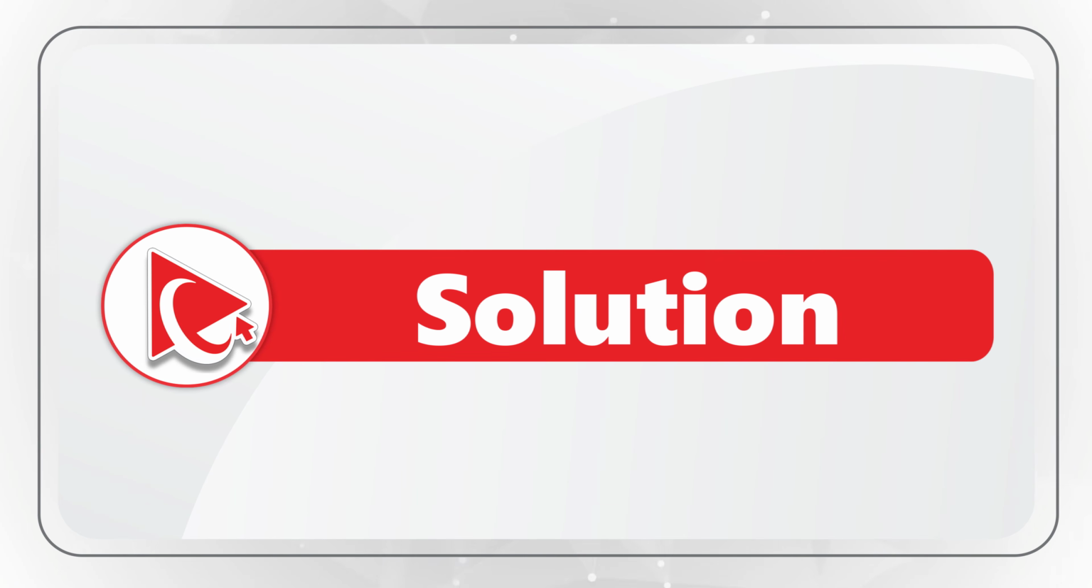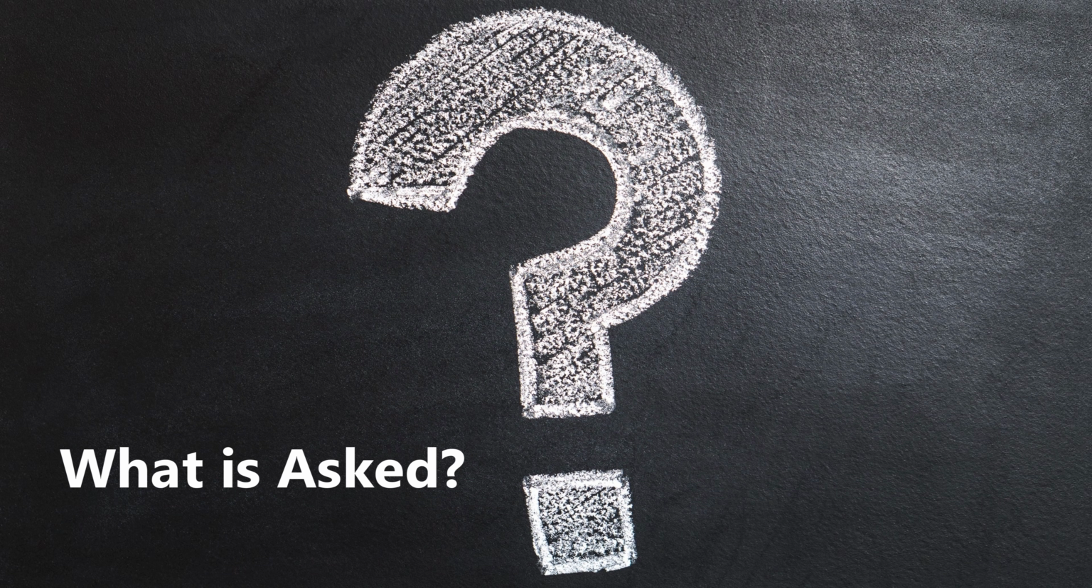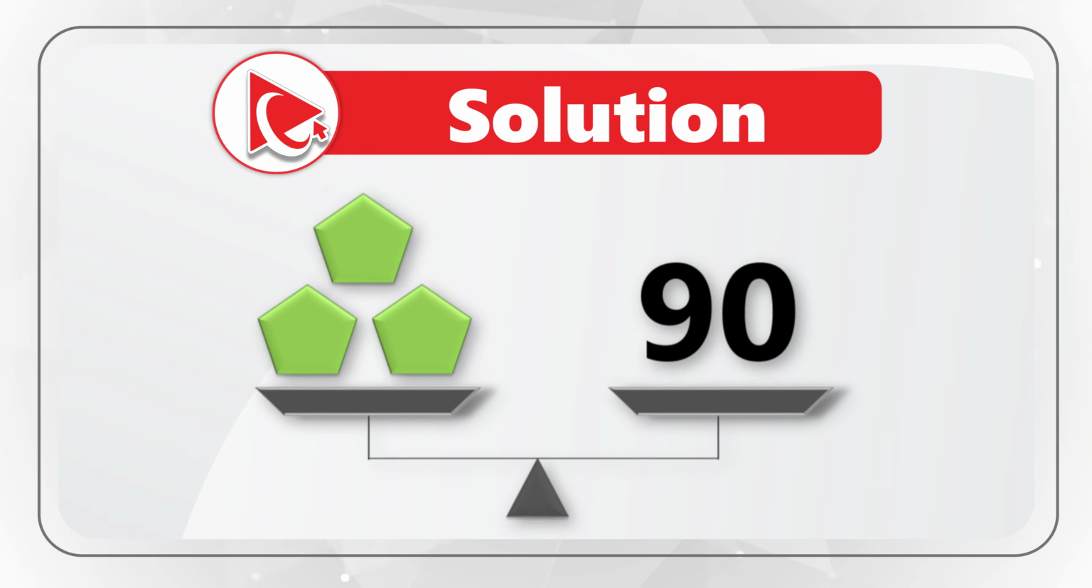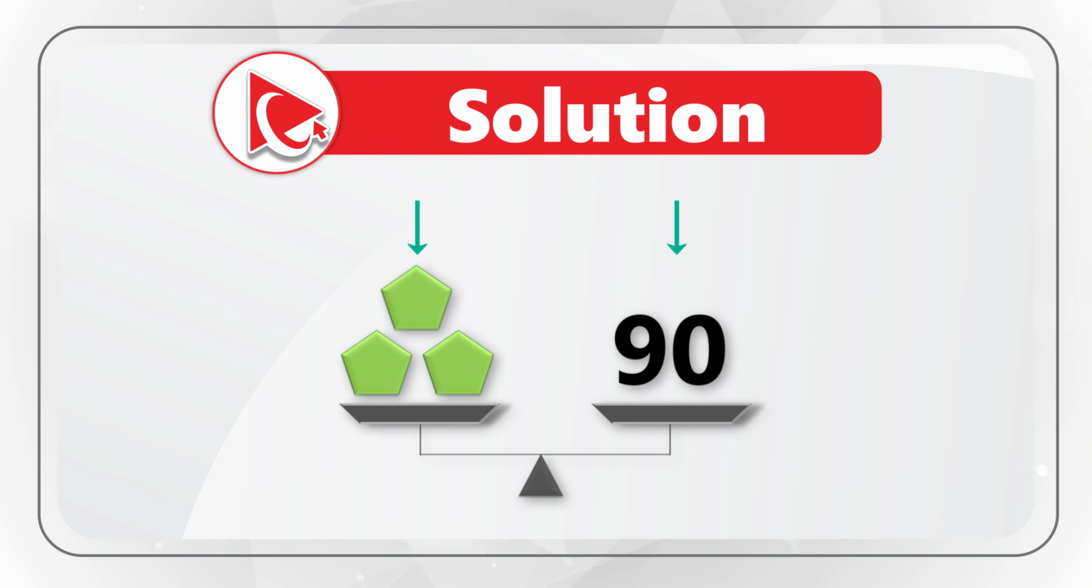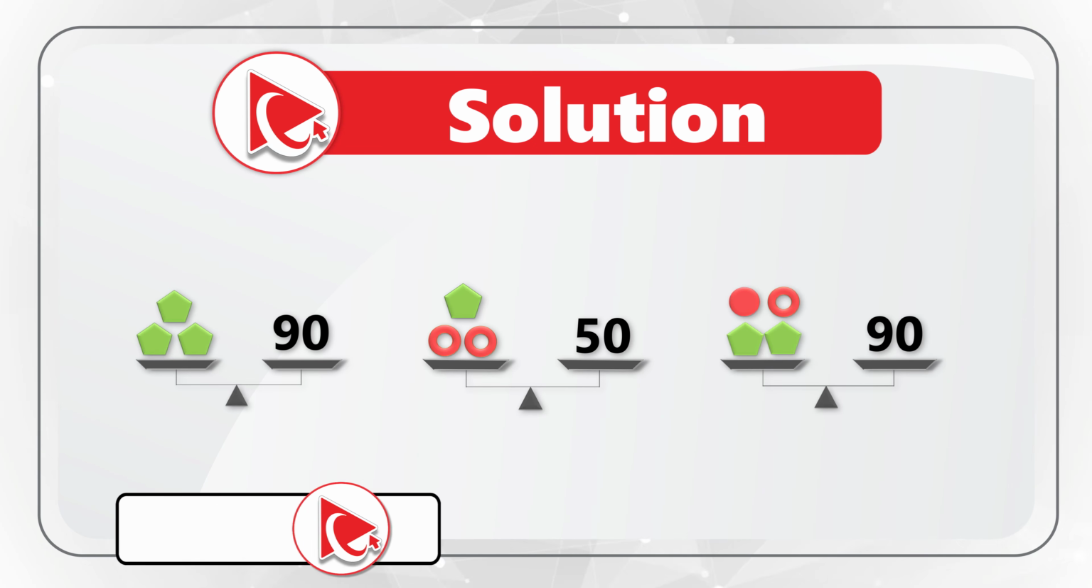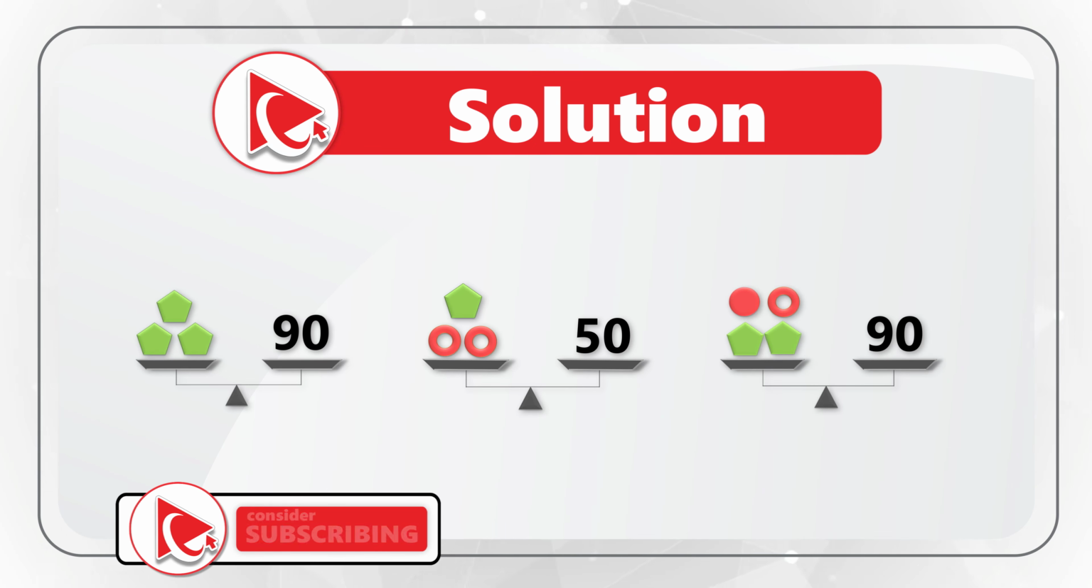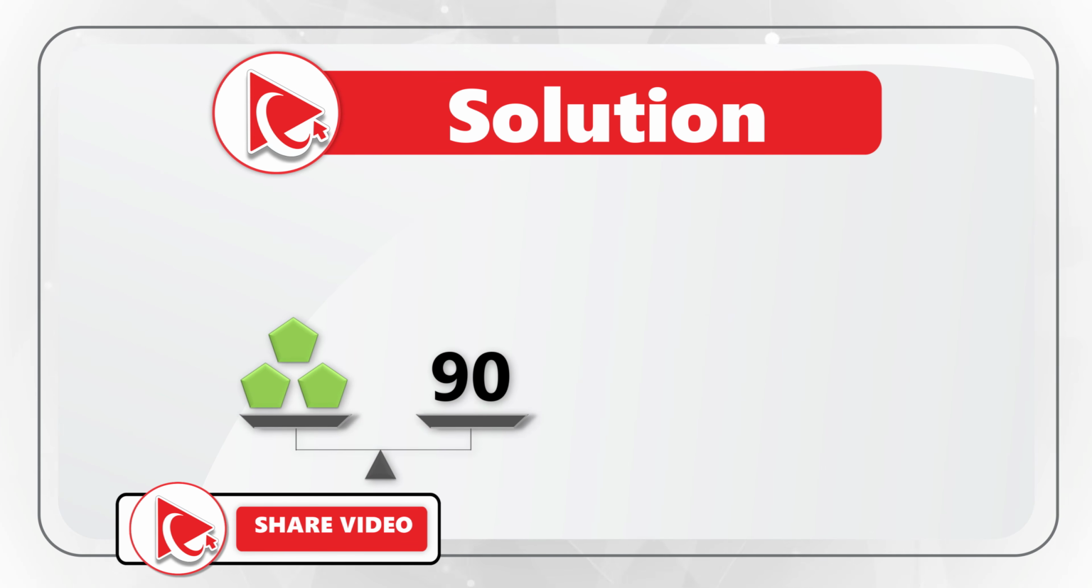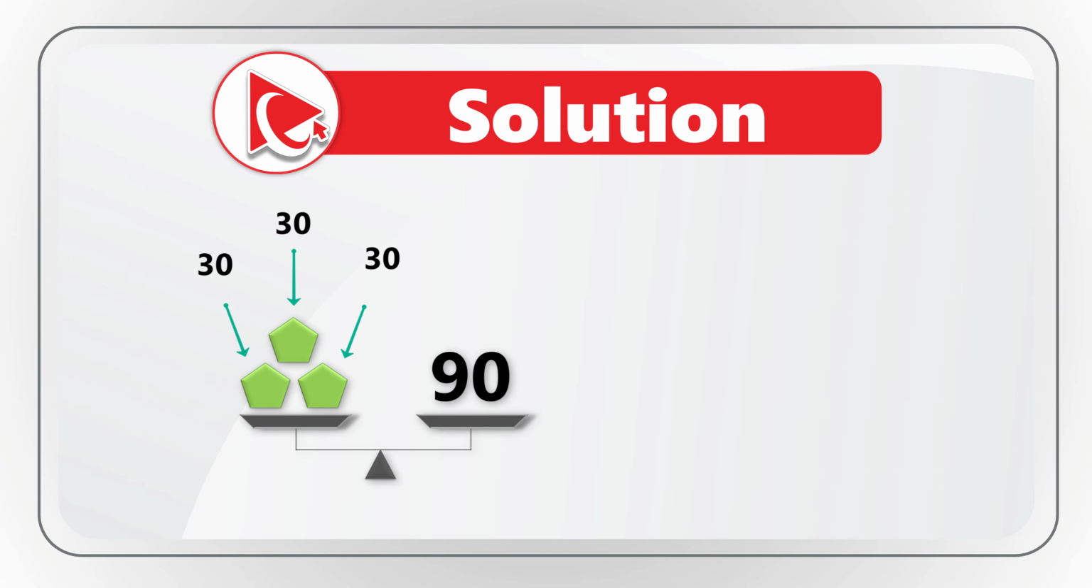I think the key to solve this challenge is to understand what is being asked. You see shapes on the left of the scale and the number on the right, which means that the combination of the shapes is equal to the number. To solve the problem, you need to go from scale to scale and calculate the shape's value. Let's start with the scale 1. It has 3 pentagons on the left and number 90 on the right, which means that each pentagon has a value of 30.